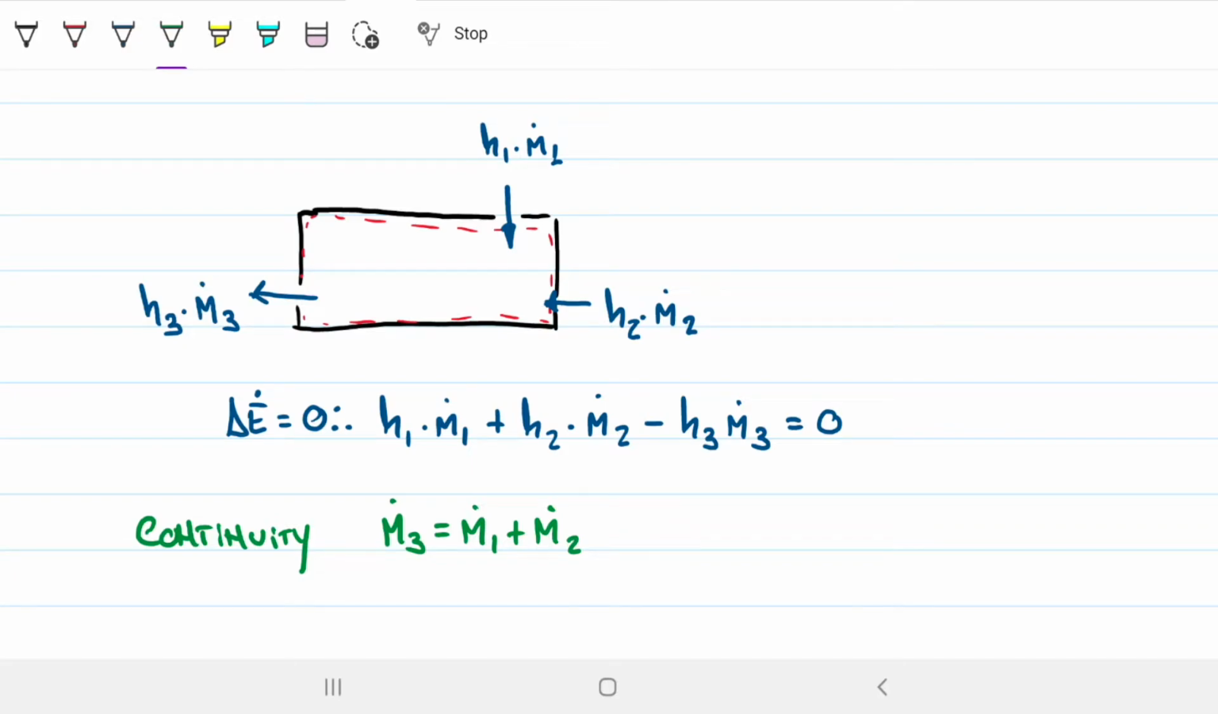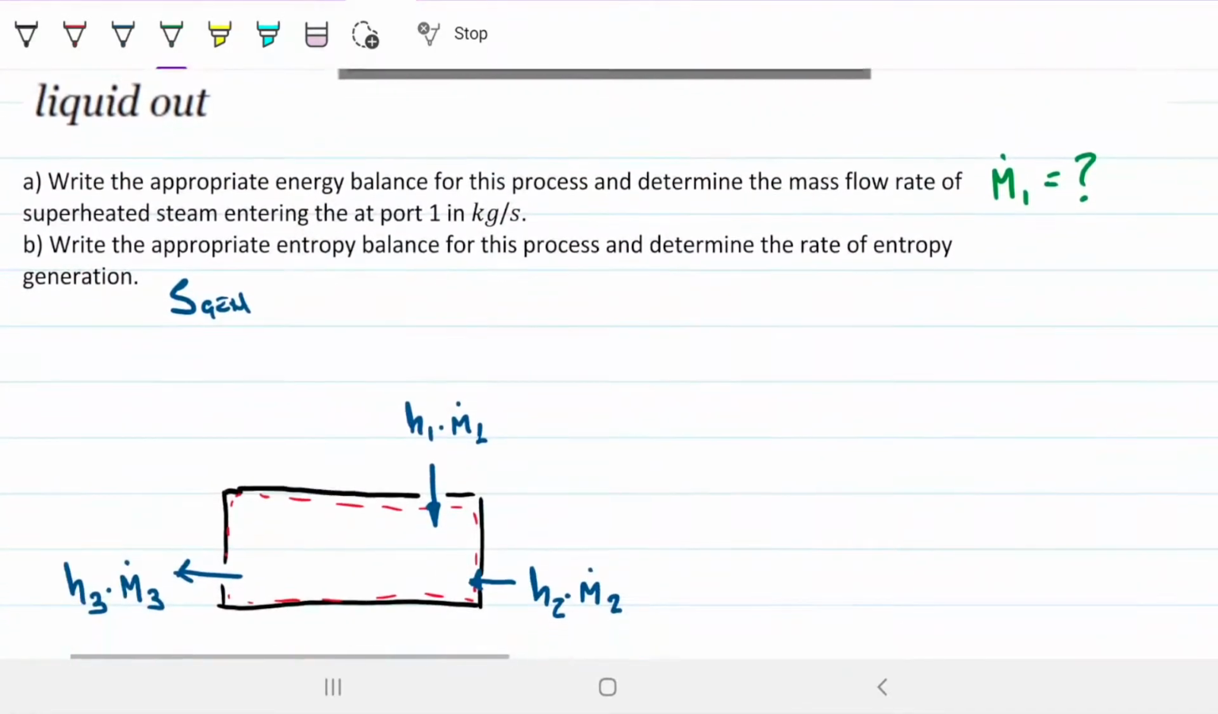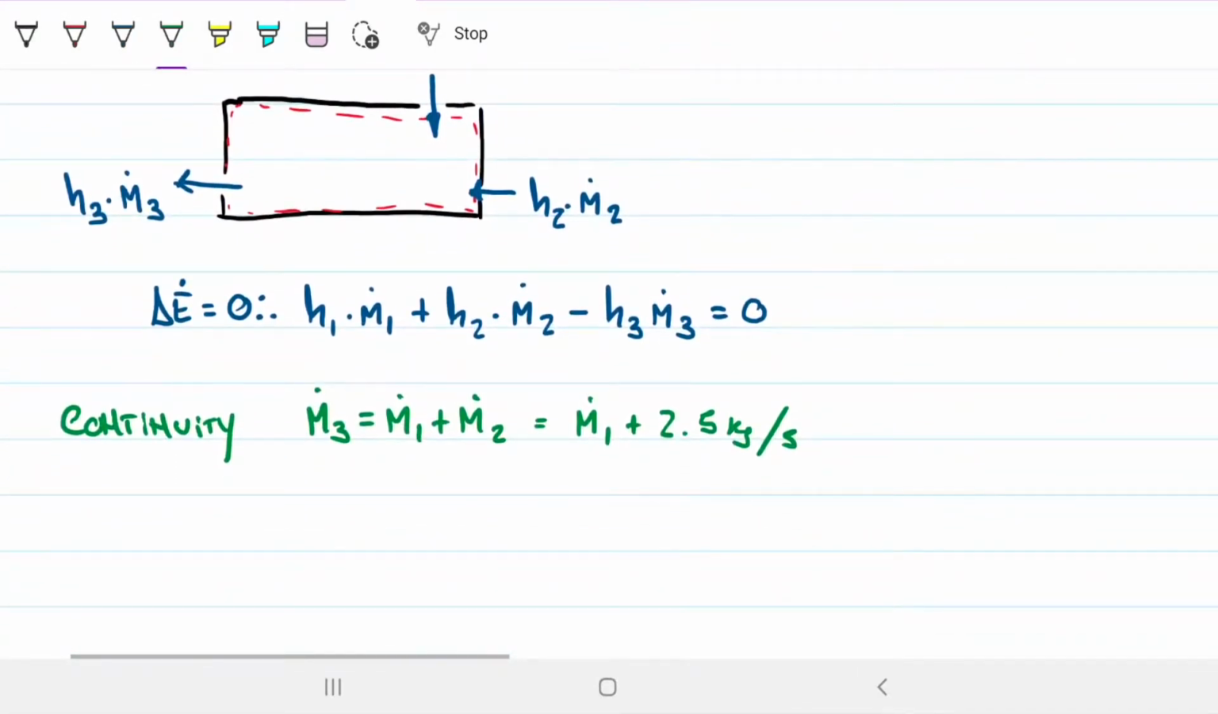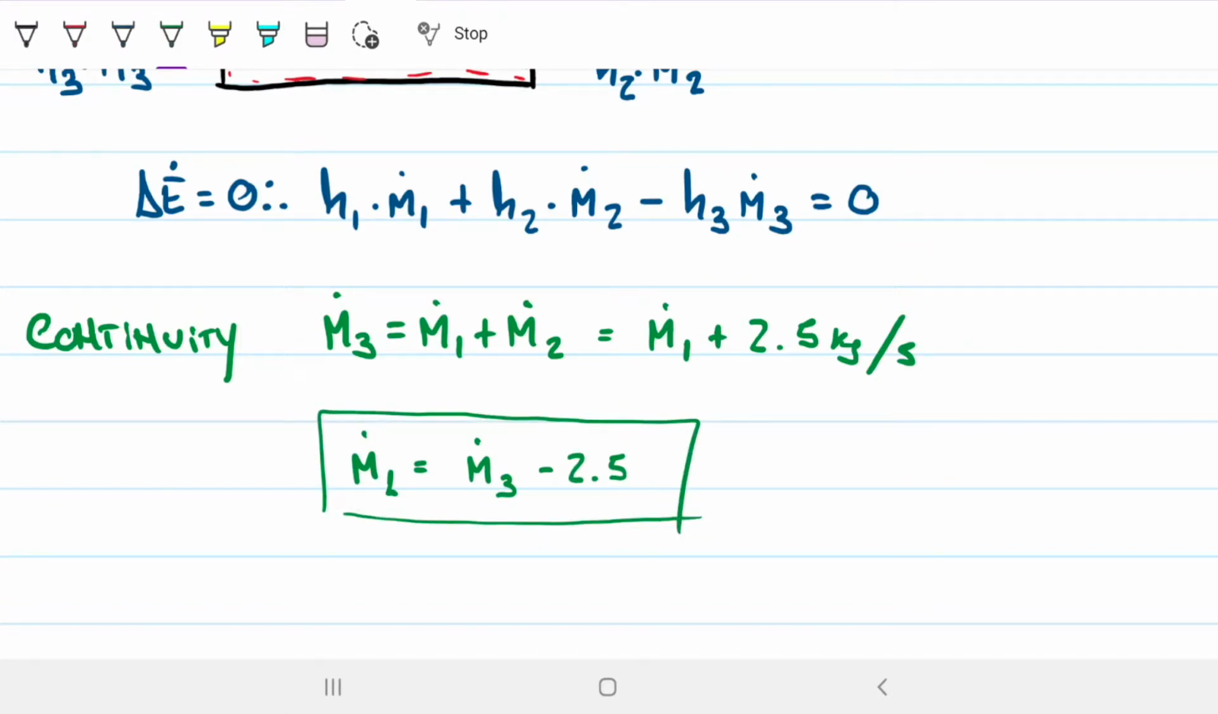And we know that M2 is 2.5, so we can rewrite this as mass flow rate 1 plus 2.5, everything in kilograms per second. Brilliant. So we're looking for M1. Yeah, M1. We want to find M1. So in order to find M1, I can rewrite this equation here, because then M1 is simply M3 minus 2.5, right? So as long as I can find M3, I can find M1, which is what we're looking for on part A.